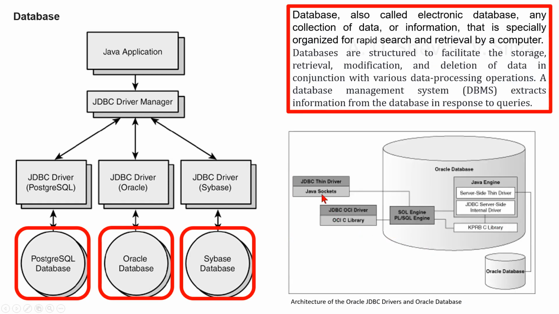Here you can see the JDBC thin driver, which is connected with Java sockets. Java sockets interact with the SQL engine and PL/SQL engine. Here you can see the JDBC OCI driver, where the OCI C library interacts with the SQL engine and PL/SQL engine. The PL/SQL engine, Java engine, and KPRB C library are inside the Oracle database. The SQL engine and PL/SQL engine interact with the Java engine and the KPRB C library.